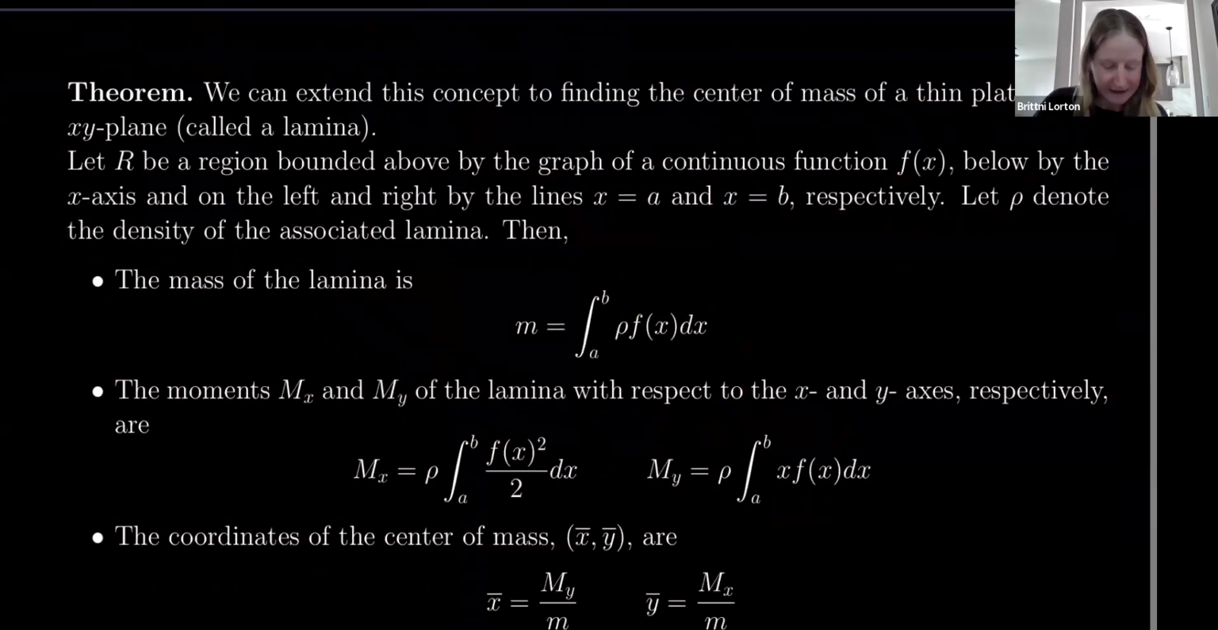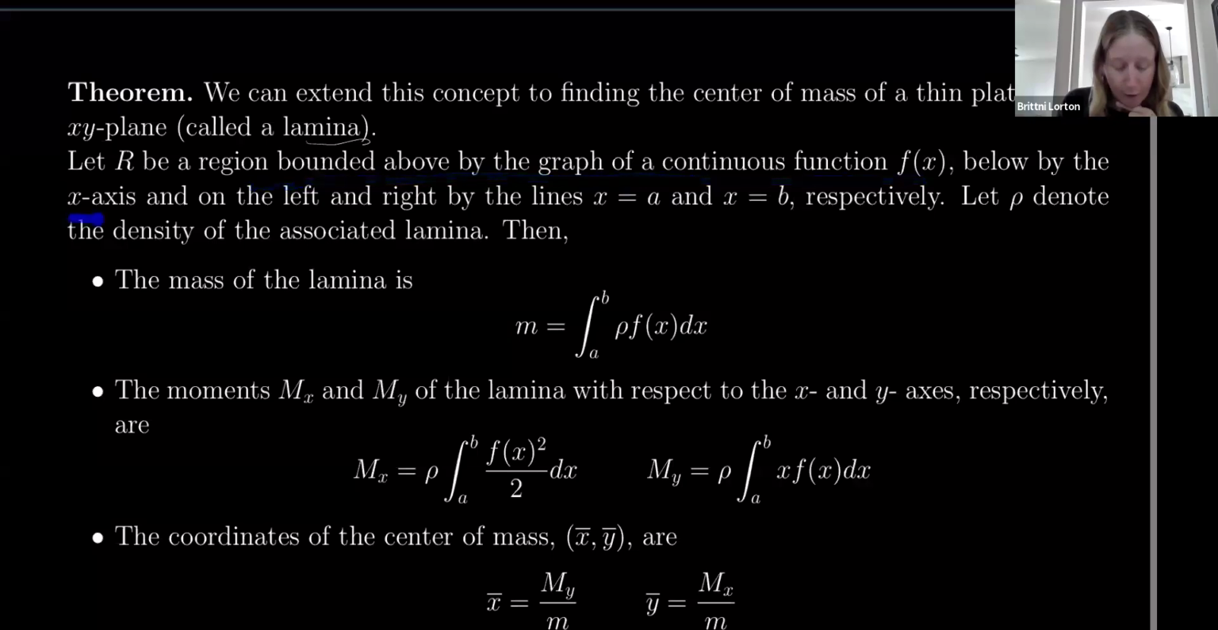So the next part of this is extending this concept to a two-dimensional object, or again, kind of like a flat plate. But maybe that plate is not circular, because it's not always circular. Sometimes it is, sometimes it's not. Let's think about it if it's not a perfect circle. We're going to call it a lamina, which is just some two-dimensional plate that may or may not be a perfect circle, okay? If R is the region bounded above by the graph of f of x and below by the x-axis, and on the left and right side by x equals a and x equals b, respectively. Let's say rho denotes the density of the associated lamina. So rho is going to be the density of that plate, whatever it is that we have.